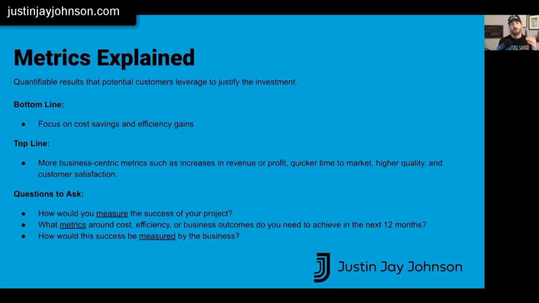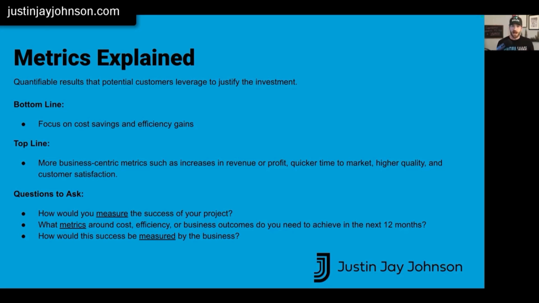So let's dig in. Metrics. Metrics are the quantifiable results. This is how they're going to justify the investment. And there's two ways they typically look at this. Number one is bottom line, which is typically cost savings related, or there's top line, whether it's increasing revenue or increasing profits. Those are the types of things that they're going to look at for this.